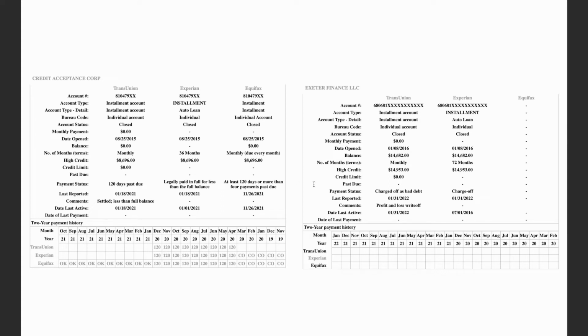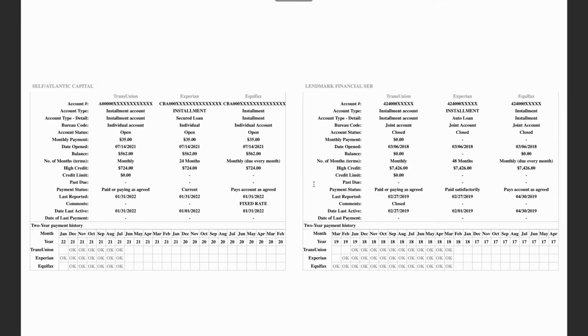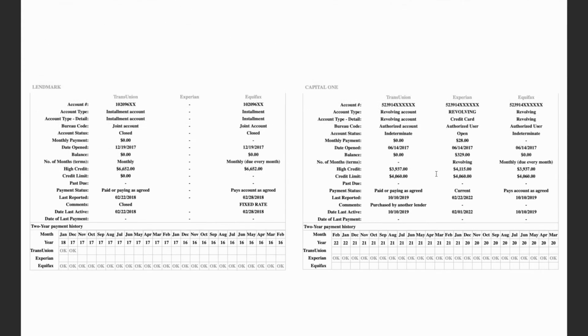All right. And let's find another one. All right, right here. So, Capital One. All of the account numbers are looking the same. They're all revolving accounts. Under account type, the detail, this is a credit card. Bureau code, authorized account, authorized user, authorized user.